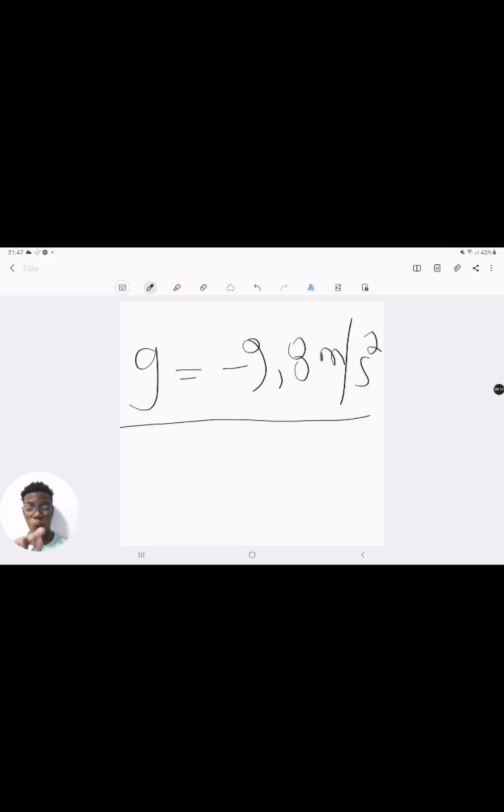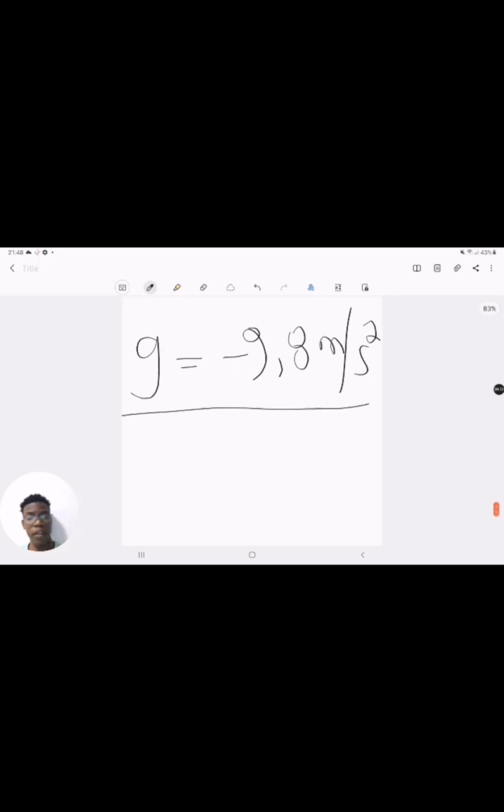So this is always, always, always in each and every single one of your calculations. I highly recommend that you keep to the sign convention where up is positive and down is negative. So your gravity is always going to be negative, minus 9.8 meters per second squared. So that is your final parameter.